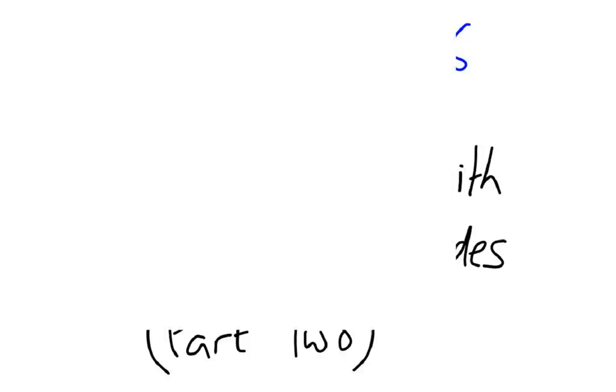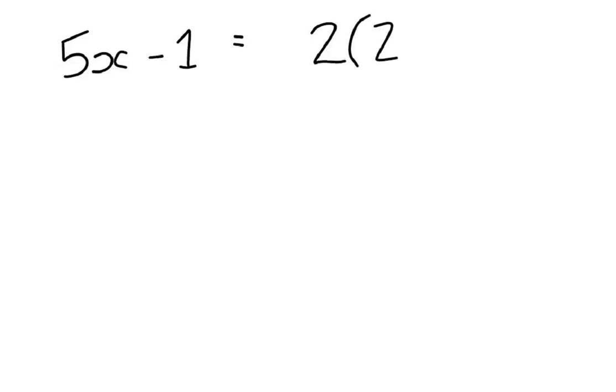So let's start by getting rid of all of this. Okay. So we are going to combine some work we have done in previous examples. We will be given a question along the lines of 5x take away 1 equals 2 open brackets 2x plus 1.